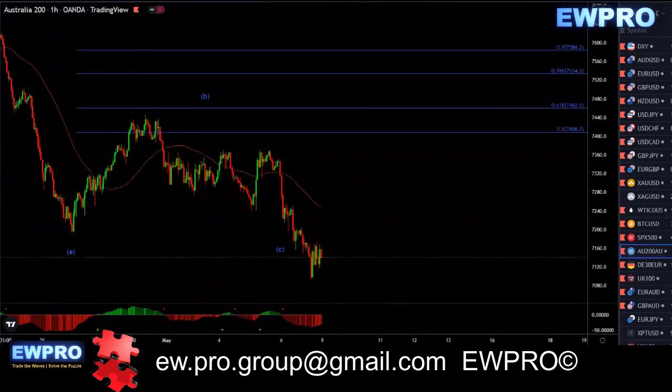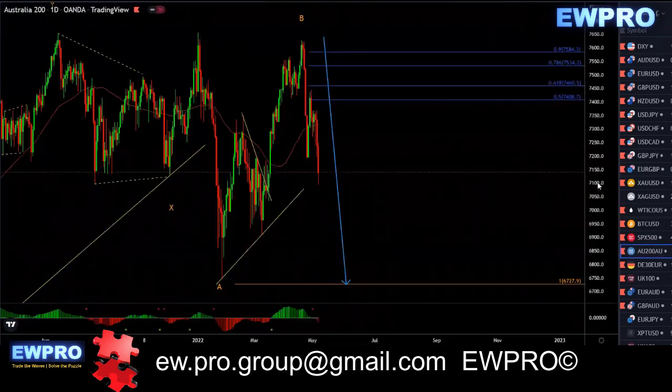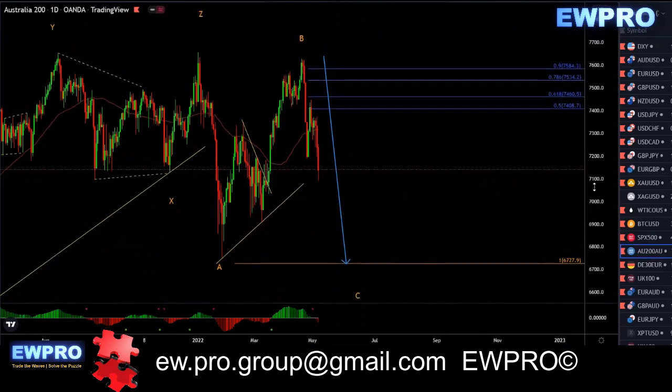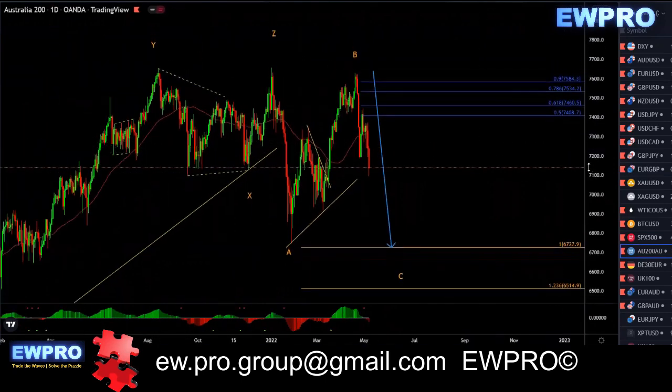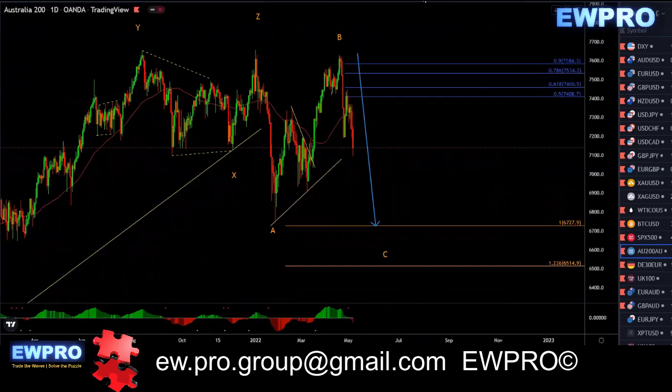AU 200 on the daily. So we got the Z up, we got the bearish divergence. We're looking at an A, B, C in the B wave, and we're looking for this C down to that 100 fib. So like I said last week, any sell setup you get, look for that sell.